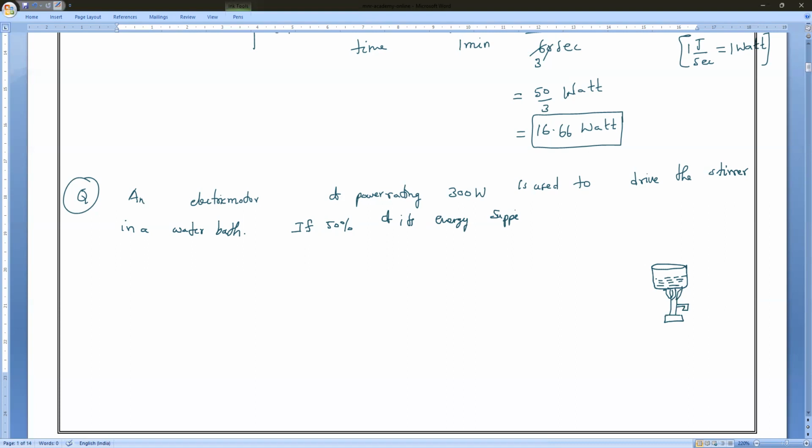So 50% of its energy. So stirrer, we all know that. You all know painting and all, they will use a stirrer for mixing paint and all. That's all. Nothing else is there. Stirrer.